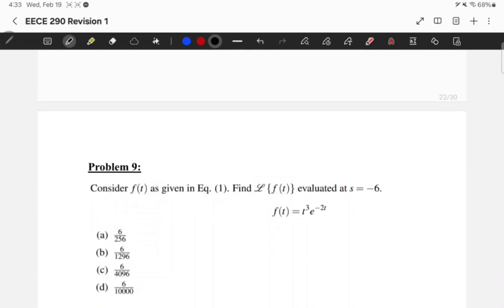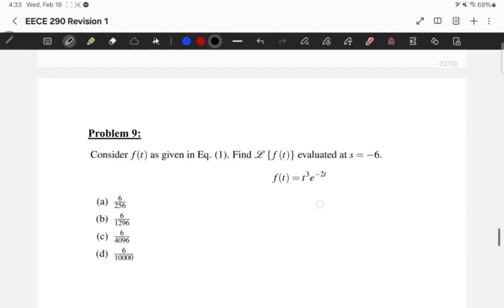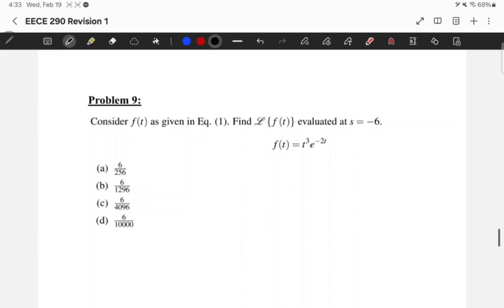Now let's start with chapter 12, which is the Laplace transform. So this is exercises on chapter 12. So in problem 9, consider a function f of t in the time domain, which is given by t cubed exponential minus 2t. We need to find the Laplace transform and evaluate this Laplace transform at s equal minus 6. So the strategy in doing Laplace is that I need to make f of t similar to something I find on the formula sheet, or I need to shape f of t into something I can deal with, or something I can notice from the formula sheet.